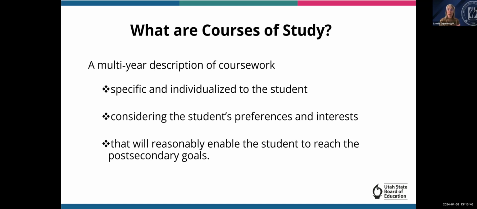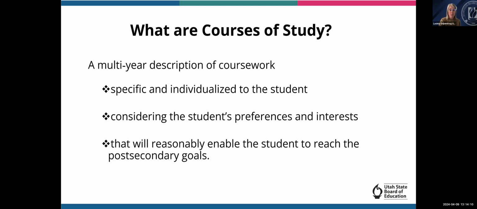The idea is that given their post-secondary goals, we want to make sure that we are mapping out the students' courses that make sense with those post-secondary goals. So we're looking for that alignment with the post-secondary goals. That's the third bullet here. And that we're considering their strengths and interests. So if the student is really interested in culinary arts, we're not just going to put them in shop class, for example, right? Like it needs to be aligned.